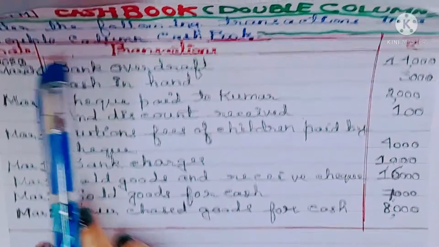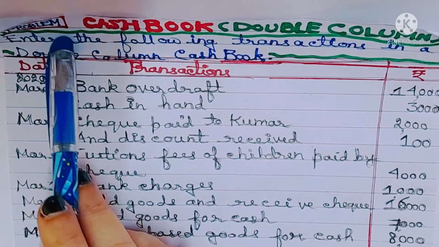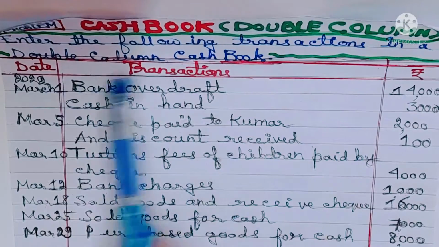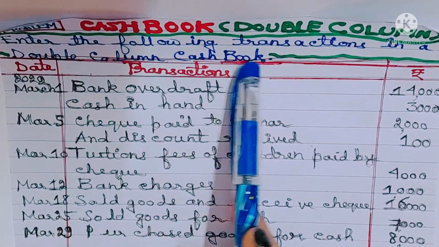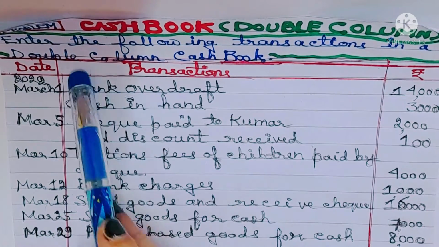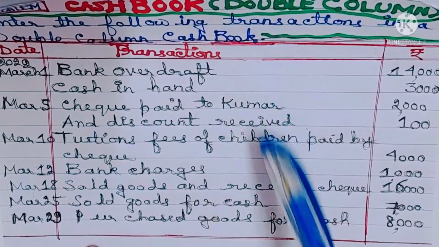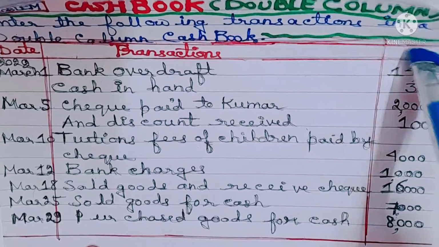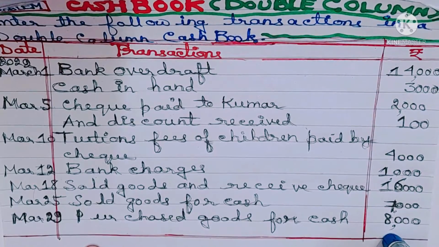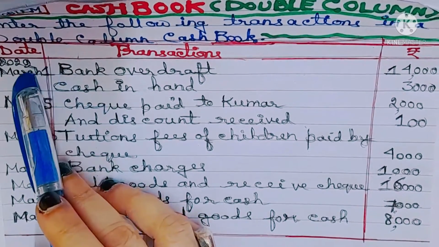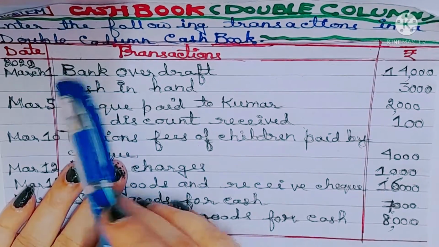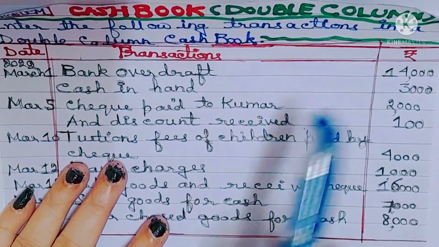Now see, this is the problem. Cash book, double column. Enter the following transactions in a double column cash book. Here is the column for date, here is the column for transactions, and here is the amount column. Okay, now let's see the first transaction. 1st March, bank overdraft 14,000.